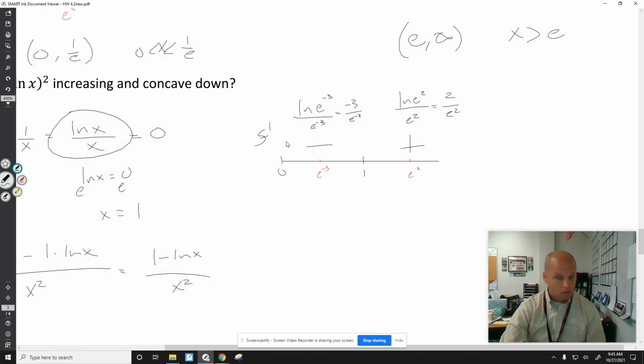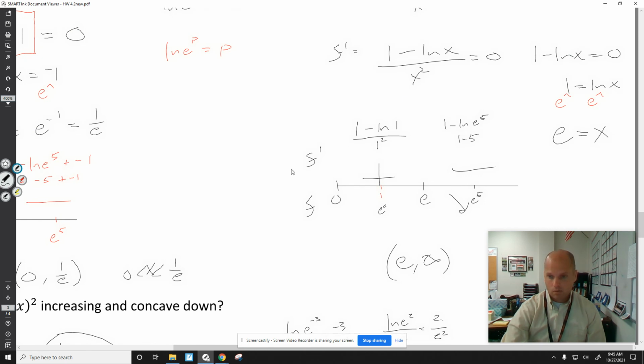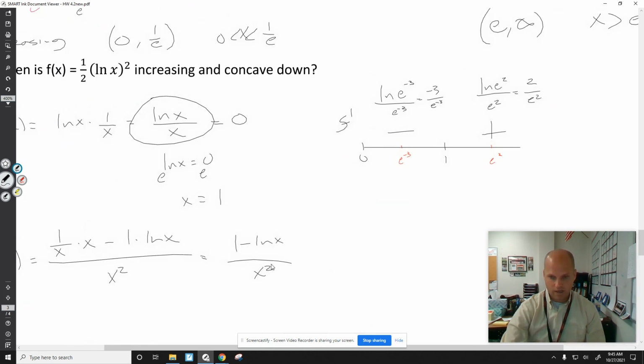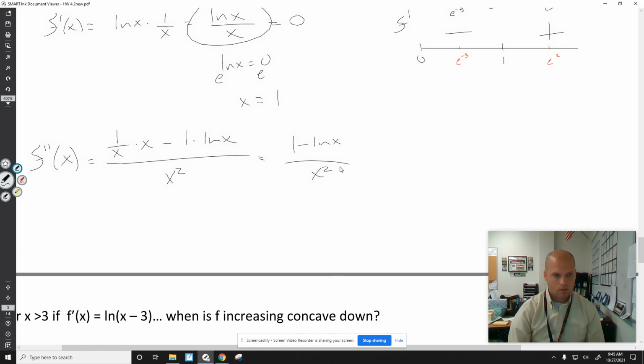Now, maybe you copied this down from my video. Maybe do this right now: solve, do the analysis yourself. You worry about when the top equals 0. Take e to the power of both sides, you get x equals e. E is bigger than 1, so put it to the right. This is f double prime. Again, we're starting at 0. Plug in a value, maybe like 1, maybe like e to the negative third, something like that, into my second derivative.